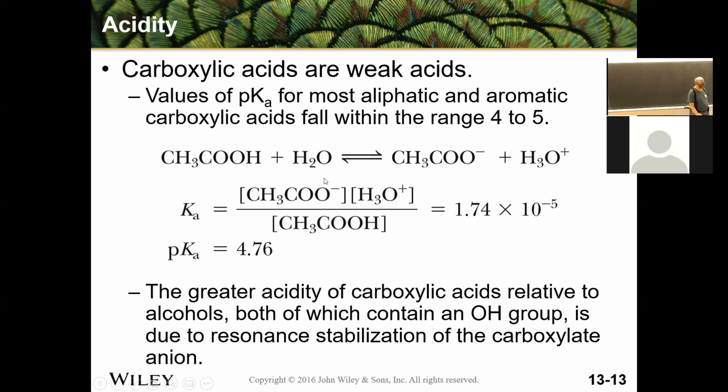It is the conjugate base times the hydronium over the undissociated acid. For acetic acid, this is the value of the Ka, and then the pKa is minus the log of that, 4.76. The greater acidity of carboxylic acids compared to other functional groups is because this conjugate base is now resonance stabilized.